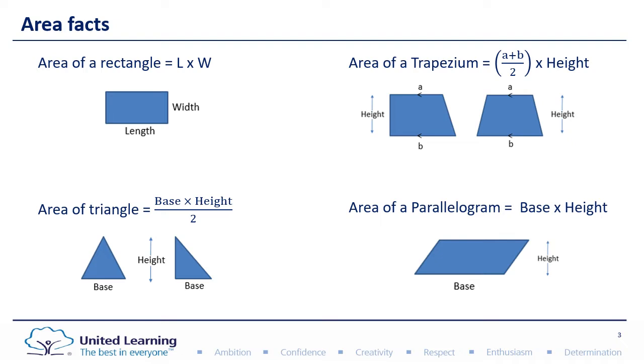Wherever you see height, you must make sure that this is perpendicular to the base. What does perpendicular mean? It means it is at a 90-degree angle to the base. Examiners like to trick you and give you the length of the slanted side of shapes, but you must remember to always use the perpendicular height with the base.